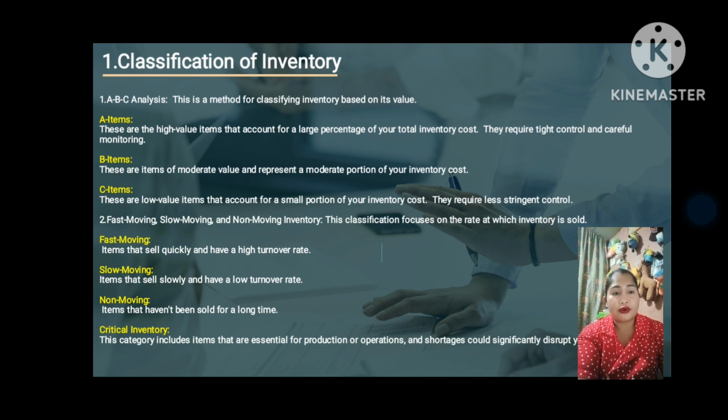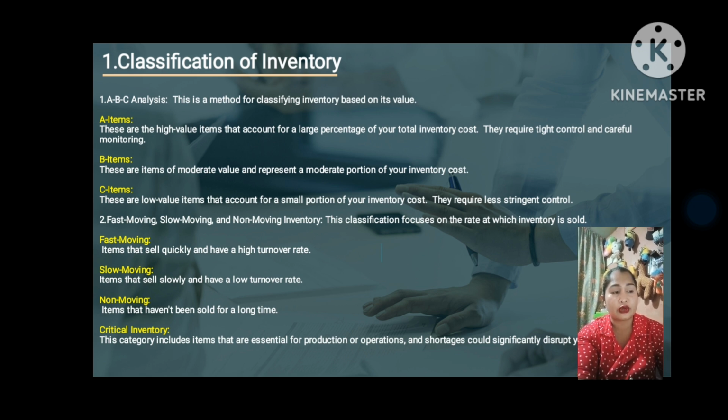So for the B items, these are the items of moderate value and represent a moderate portion of our inventory cost. So for the C items, these are the low value items that account for a small portion of your inventory cost.